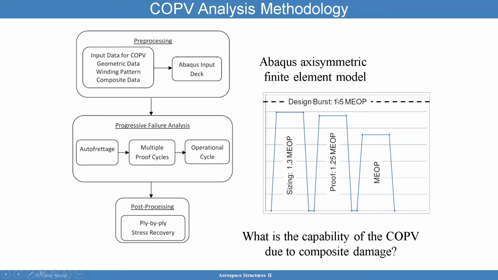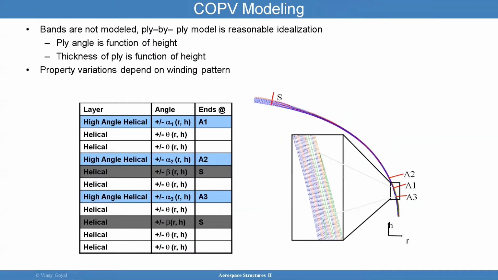Typical design burst factors are 1.5 times MEOP, maximum expected operating pressure. It could be higher depending upon whether you're looking at a Department of Transportation COPV, or you're looking at a NASA COPV. They can range from 2 to 3, these factors. But the important thing is that your analysis models have the ability to do a recovery of ply by ply stresses. So you can look at the stresses and the strains in each ply. Typically, some models include every single ply. Some other models will look at a shell model, which we'll be showing very shortly.